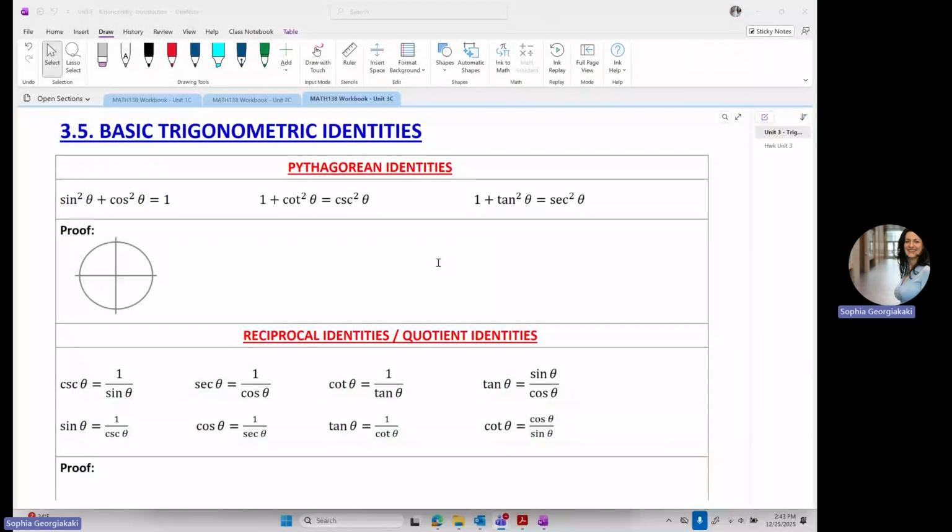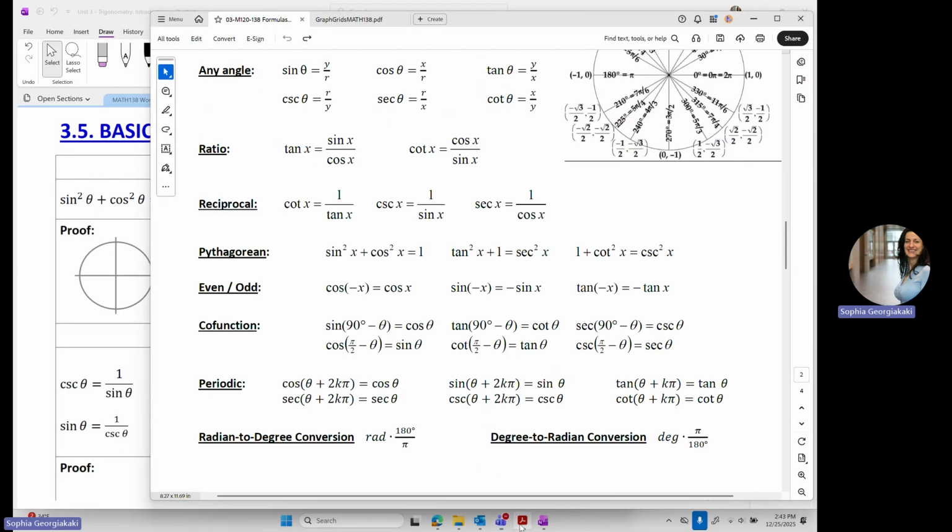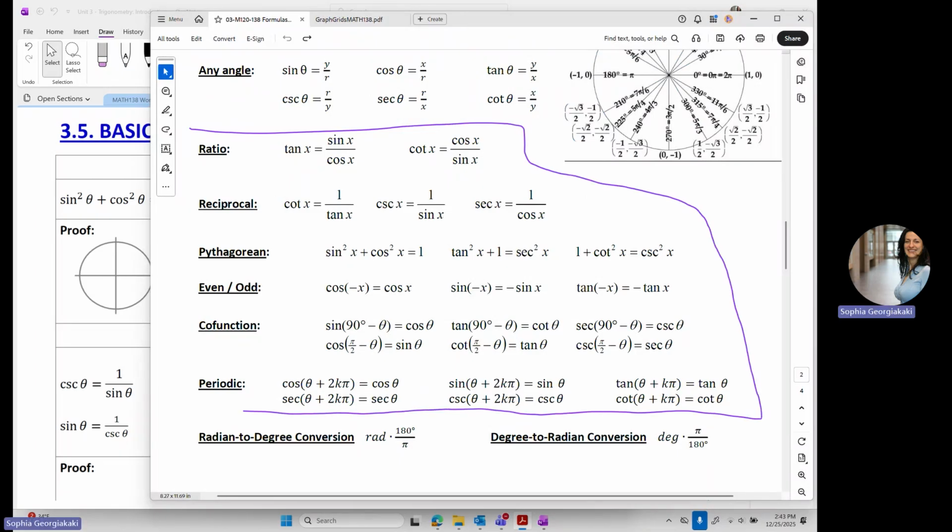We continue in our chapter on Introduction to Trigonometry. In section 3.5, we will visit the basic trigonometric identities. Those are provided in your formula packet on the second page. And we will be looking at those identities in this section. First, we will start with the Pythagorean identities.